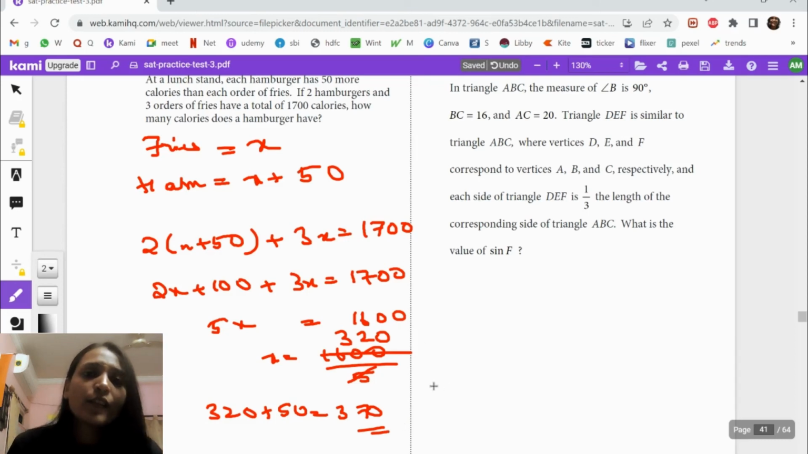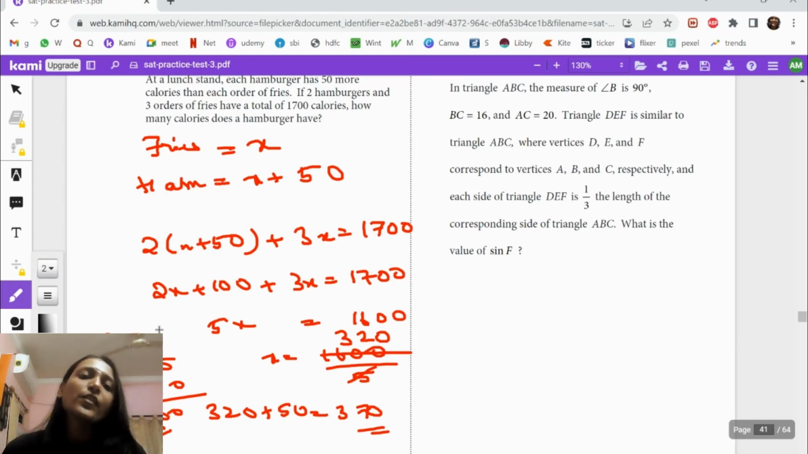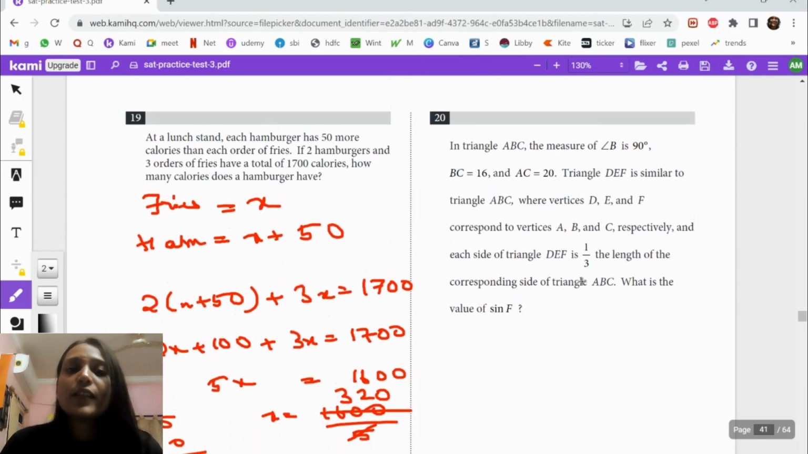Let's just verify our answer. So 370 times 2 would be 740. 740 plus, what is the other one? 3 fries. So 320 into 3 is 960. 960 plus 740 is 1700. This is how you can quickly check if your answer is correct or not. Sometimes if you got an incorrect answer, you can always go back and correct your mistake. But checking your answers is very important in an SAT exam.